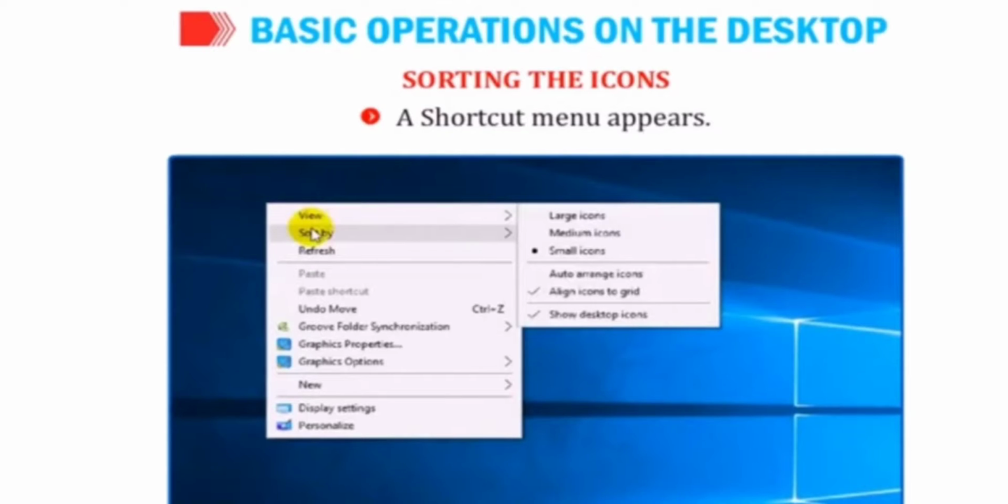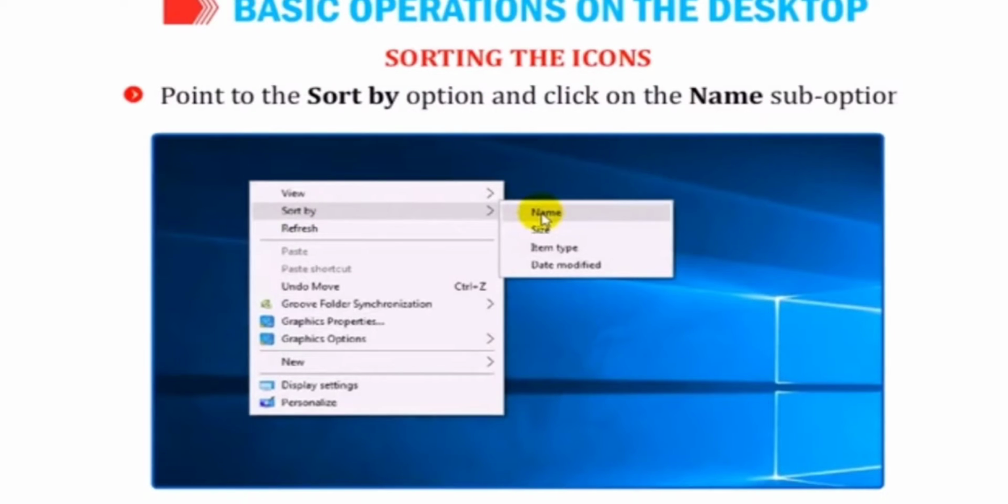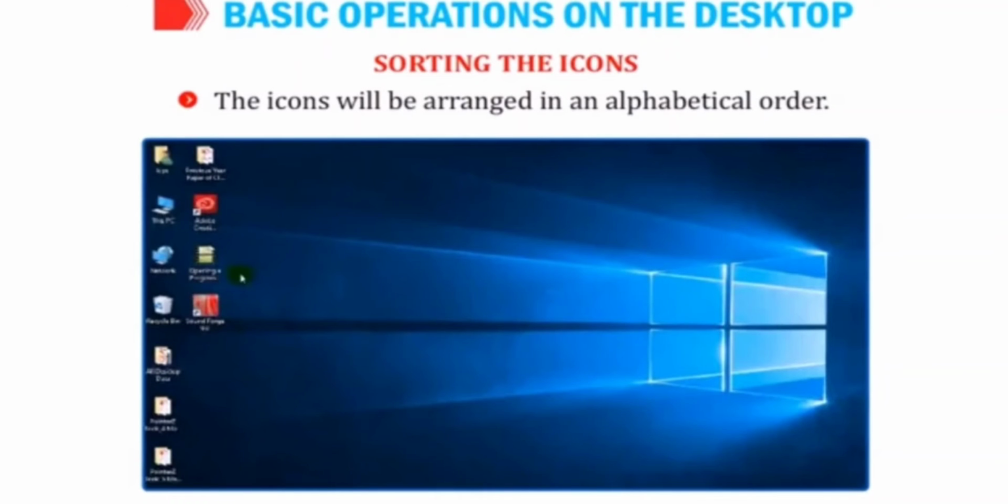front of you. The other menu which opens just on the side of the menu is known as a submenu. So when this shortcut menu opens, point to the Sort By option and click on the Name suboption. See, name is given, so here you can select name, then item type, and then date. In whichever form you select, it is going to be sorted. So the icons will be arranged in alphabetical order. Why in alphabetical order? Because we have clicked on the name option, so that's why it is arranged.